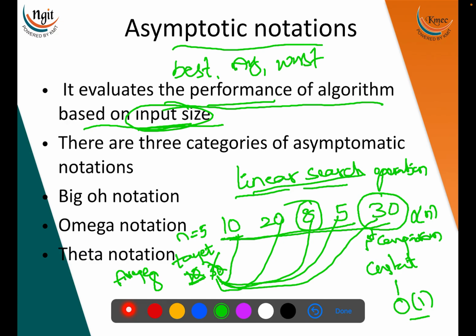To show best, average, and worst cases, we need a notation. The notations are big O notation, omega notation, and theta notation. In big O notation, we evaluate the performance of the algorithm, and the same for omega and theta. Now the question comes to our mind: why were 3 different notations required to do the same task? Correct? Now we'll see the answer.